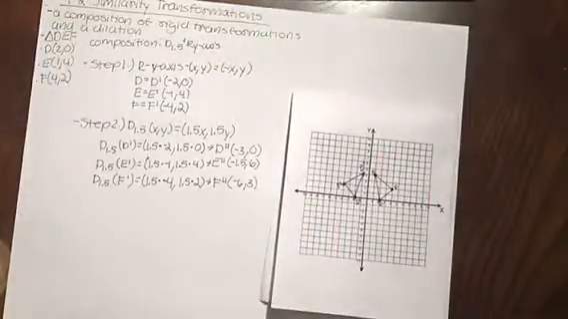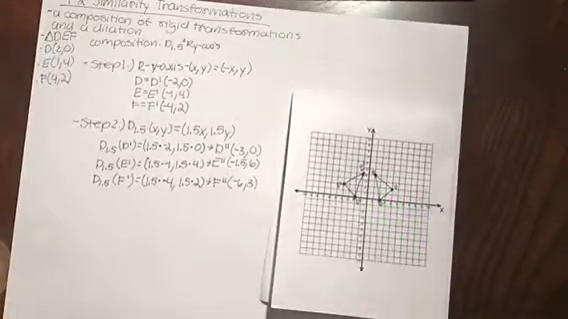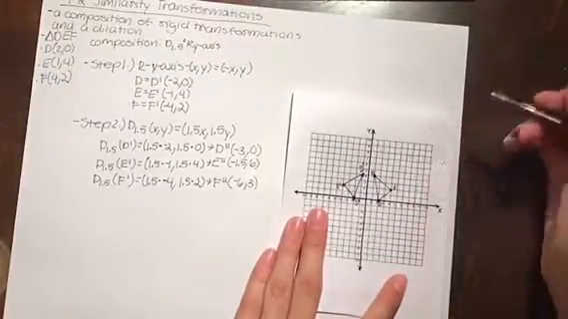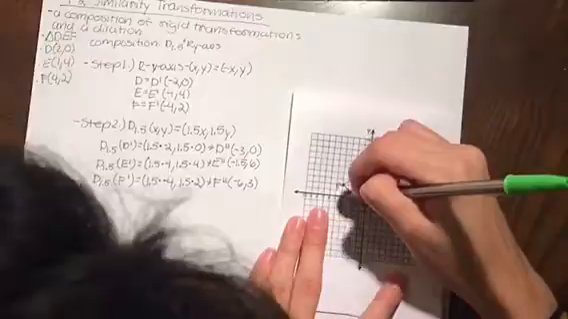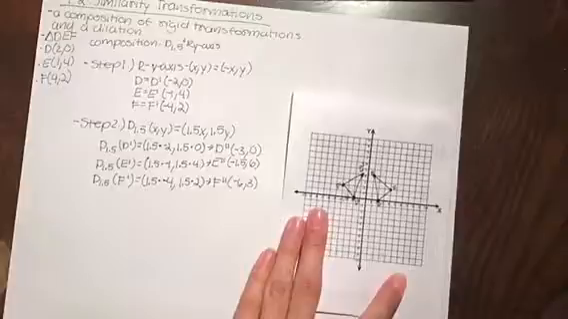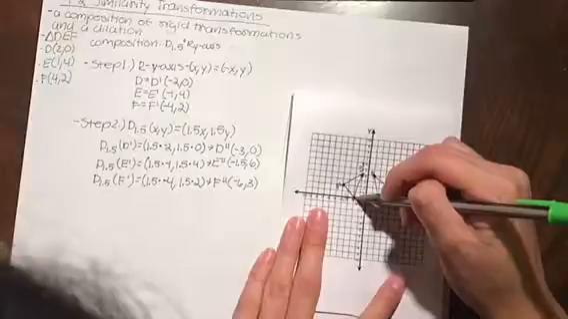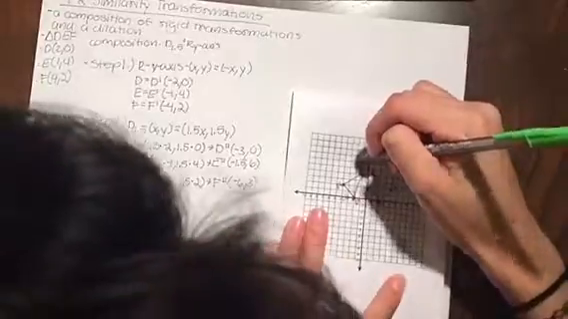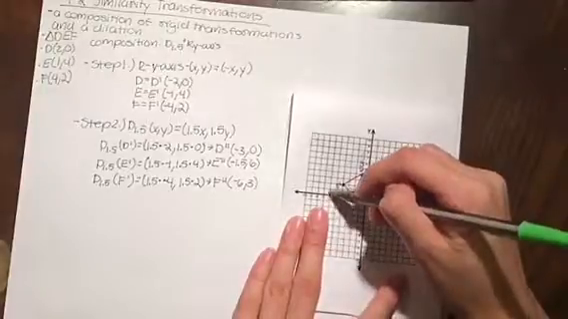Once you've graphed the ones that have reflected over the y-axis, you then graph the ones that have been dilated by 1.5. So D double prime would be (negative 3, 0), E double prime would be (negative 1.5, 6), and F double prime would be (negative 6, 3).